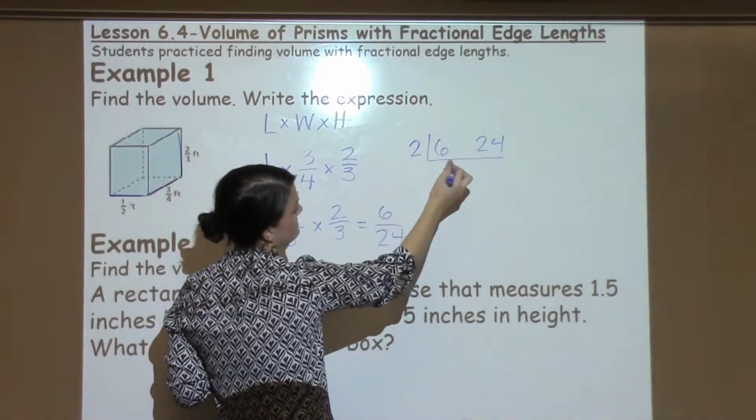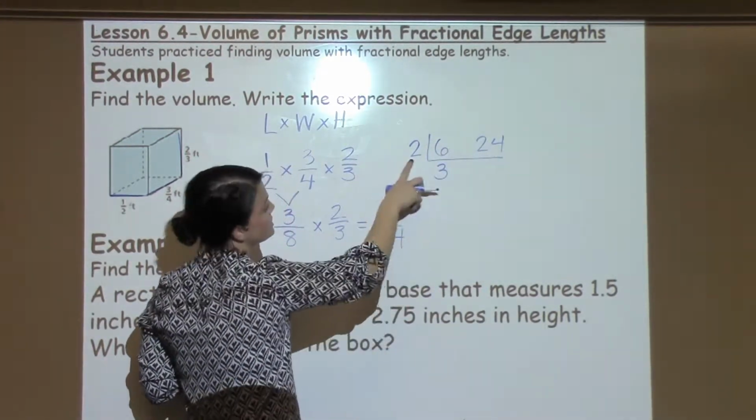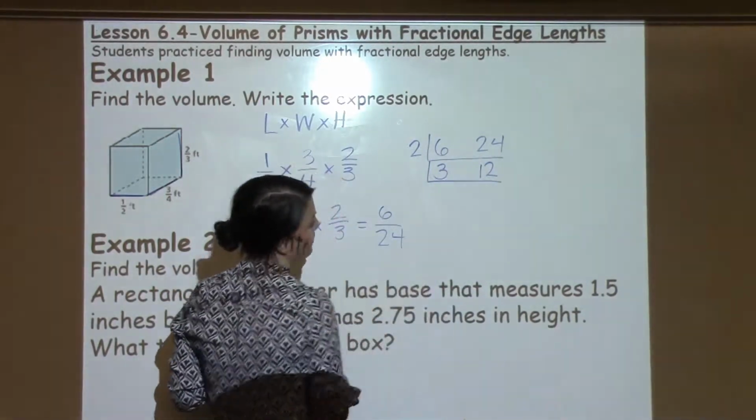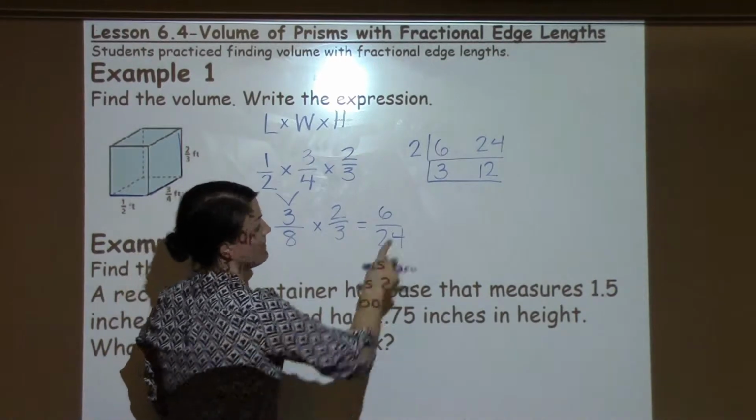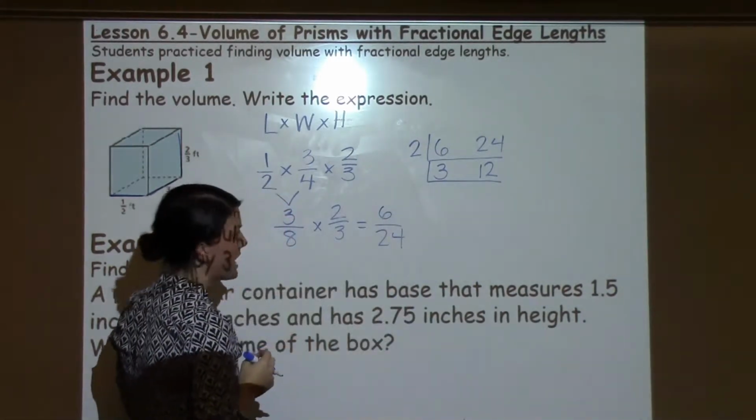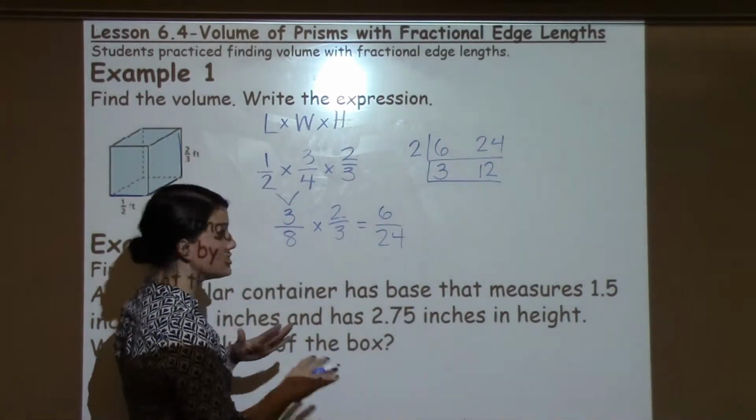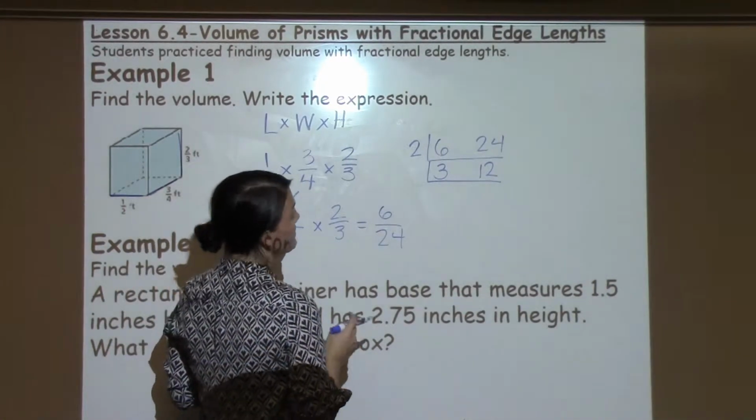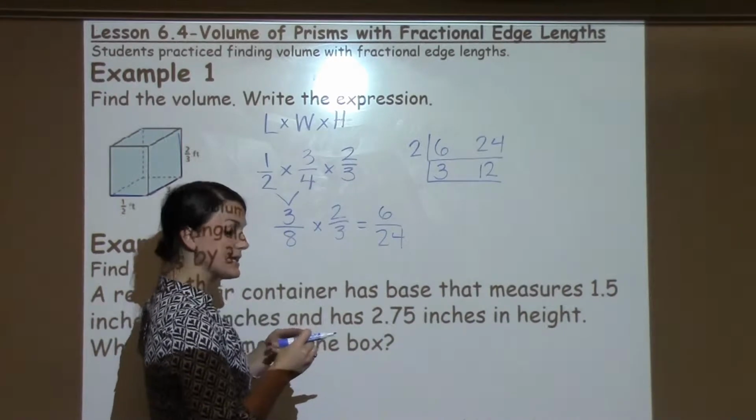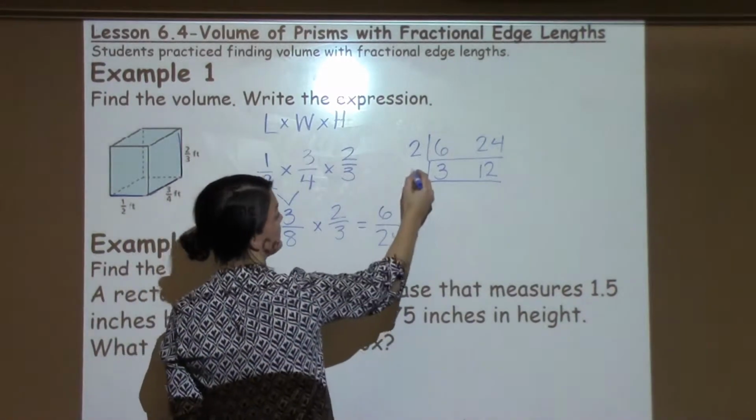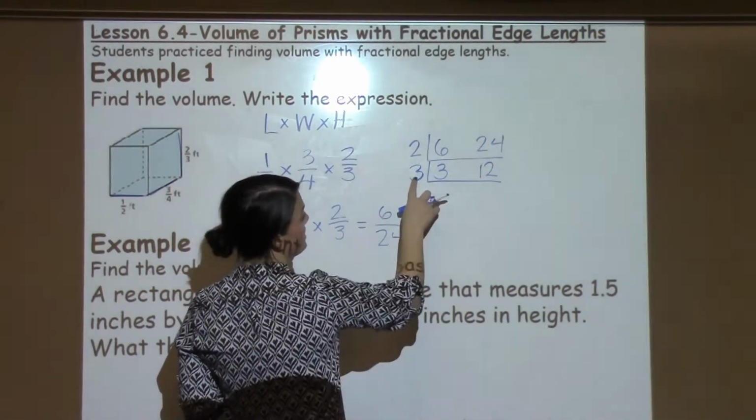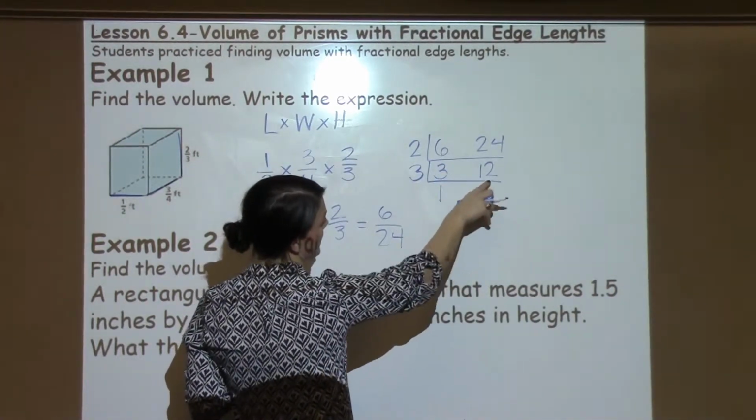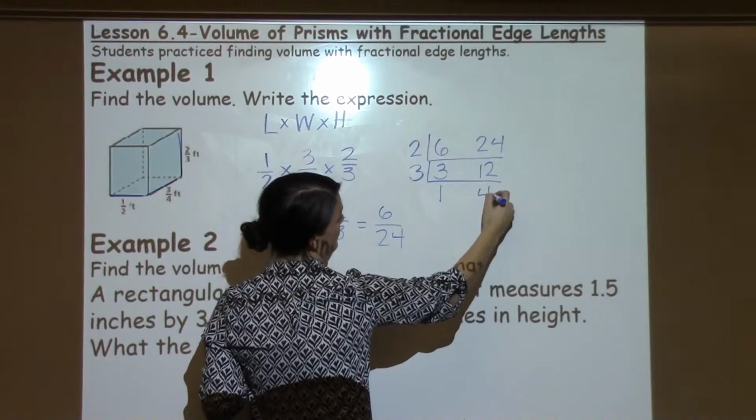2 times what gives me 6? That would be 3. 2 times what gives me 24? 24 chopped in half is 12. And then I would keep going. 3 and 12, what do they have in common? And I'm going to work my way down until they do not have any factors in common other than 1. So 3 and 12, when I count by 3s, 3, 6, 9, 12, I can get there. So I'm going to pull out a 3. 3 times what gives me 3? That would be 1. 3 times what gives me 12? That would be 4.